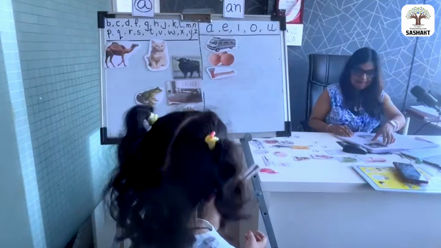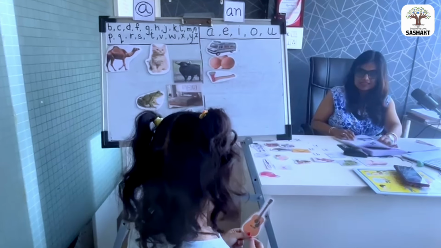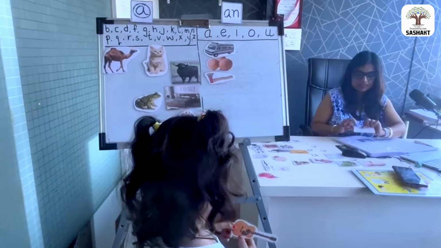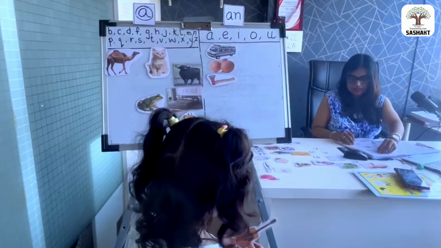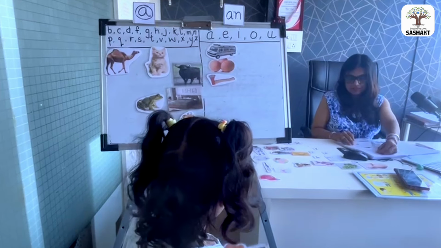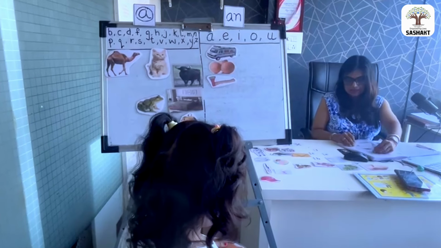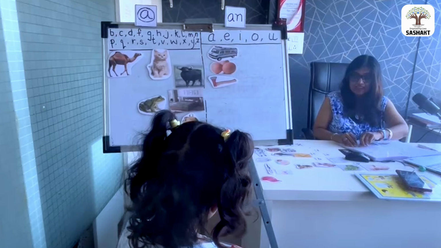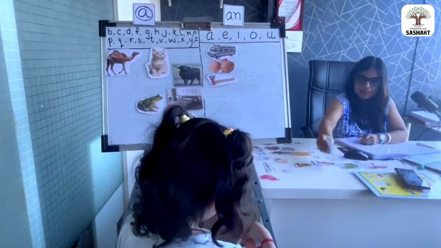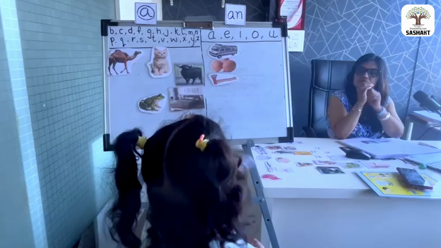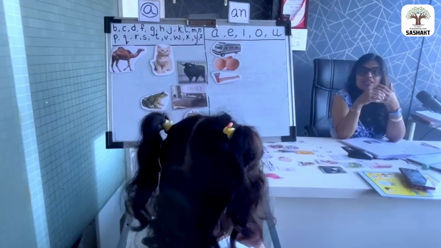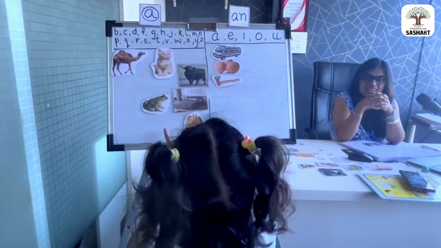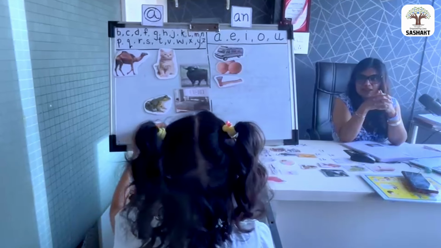This is the guitar. Okay. Guitar starts with... Think and tell. A guitar. And which side will it go? A guitar or an guitar? A guitar. Very smart.